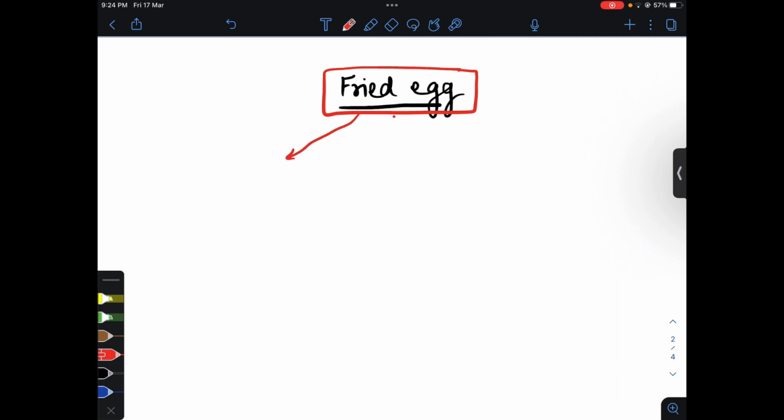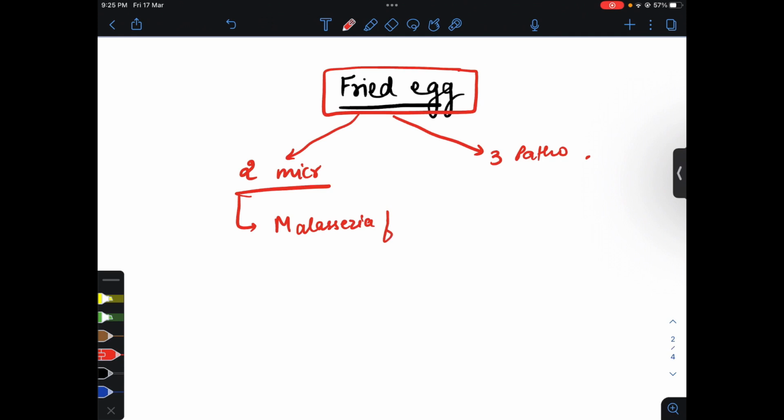So for the purpose of pathology, if we have to study, then we see fried egg appearance in 2 microbiology conditions and in 3 pathology conditions. In the microbiology conditions, one is Malassezia furfur, as we already studied today, and the other condition in microbiology is mycoplasma.